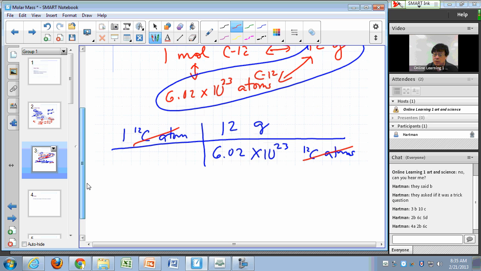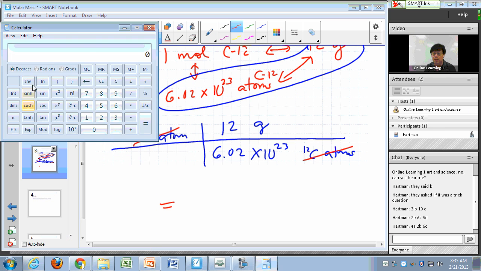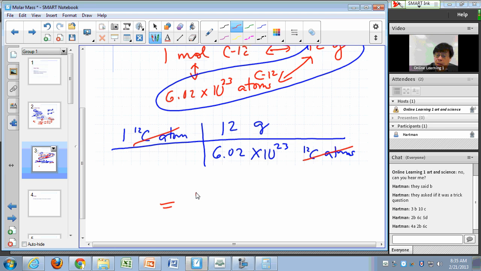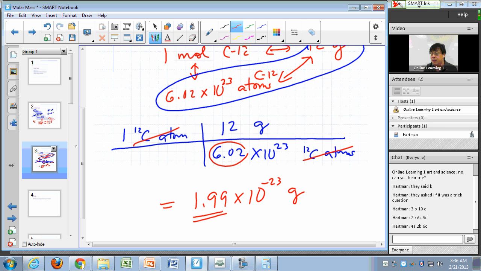So that would give you how much? Let me pull up my calculator here. 1 times 12 divided by 6.02 times 10 to the 23rd equals 1.99 times 10 to the negative 23rd grams. I'm keeping 3 sig figs here. This 12 right here is exact.